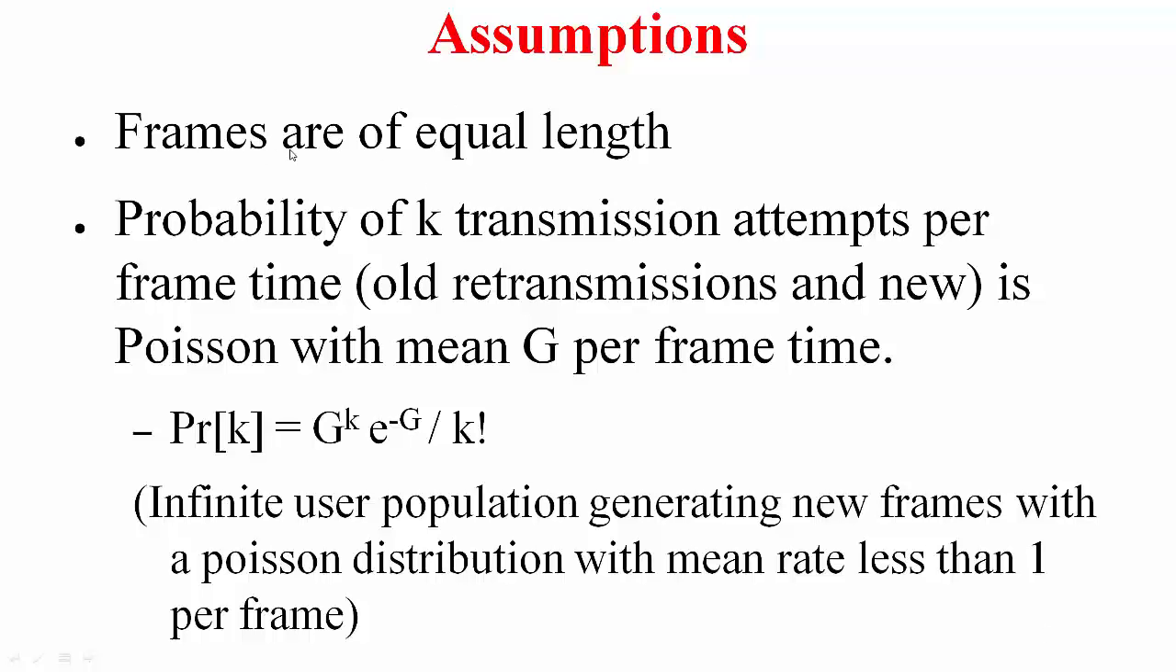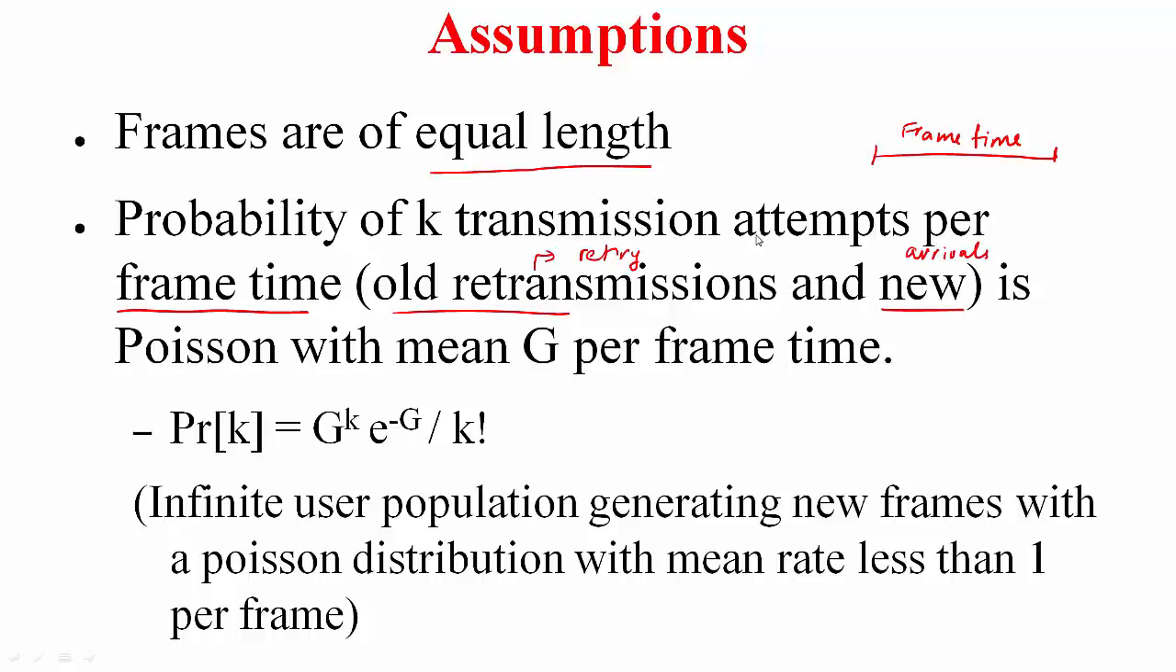One assumption we are making is that the frames that the sender transmits are all of equal length. The second assumption is that the probability of k transmission attempts per frame time, in other words, if you look at a frame time, the number of attempts made to transmit in this duration, both old transmissions, in other words retries because your previous transmission underwent a collision, or new arrivals, this probability follows a Poisson distribution with mean g per frame time.